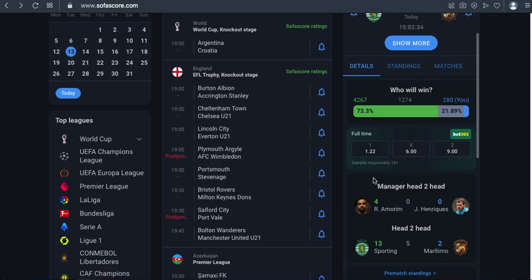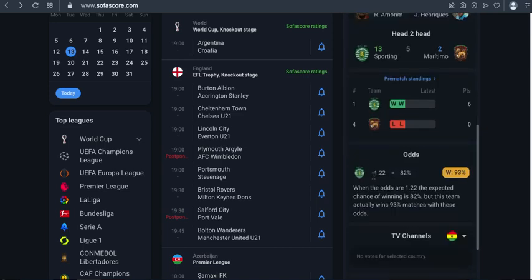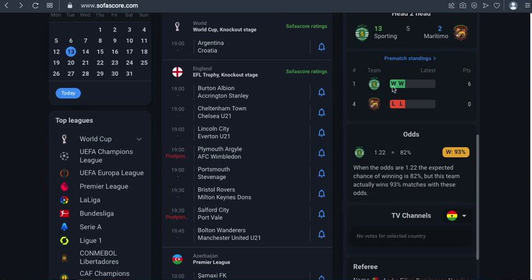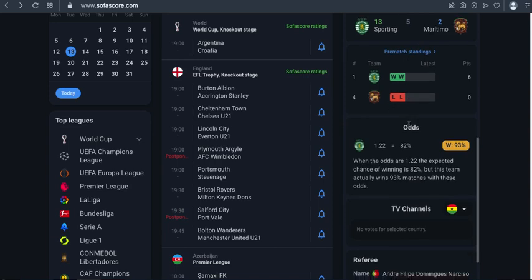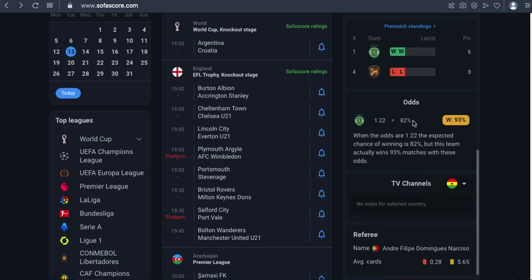And Sporting is playing at home, so Sporting has more chance to win. When you scroll down, you can see that Sporting has won a lot against Maritimo, and Maritimo lost both matches that they played. And when you come here, that is the key. I want you to understand this. After SOFASCORE calculates the odds, SOFASCORE got 93% winning for Sporting.